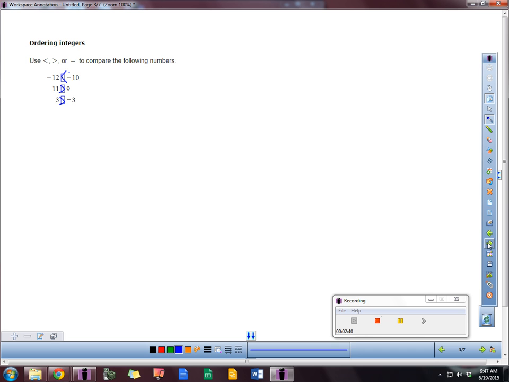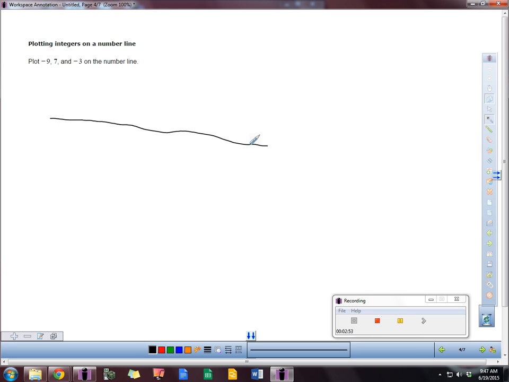Let's go ahead here. Let's work on plotting integers on a number line. Now, when we're looking at this, we can see that we have a couple different numbers. Alright, and so what you might see here is a number line. We obviously know that 0 is one of the most important numbers there because it divides the positives and the negatives. But we could just start counting them off, right? We could go to the positive 2.